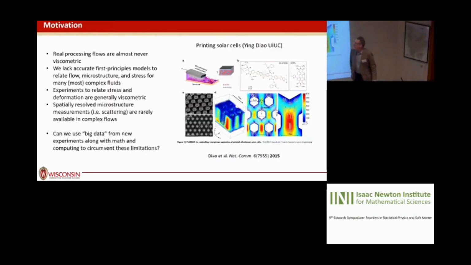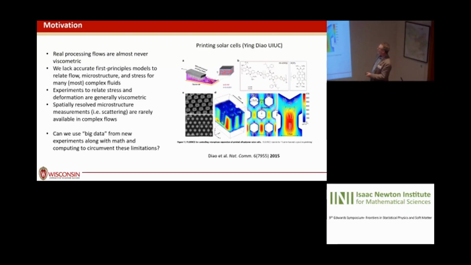So the motivation for this, coming back to Mike's comments about industrial problems: real industrial processing problems involving complex soft materials are never viscometric. There's some complicated flow profile involved in the process. While our experiments in general are viscometric, it's a simple shear flow or maybe a uniaxial elongational flow, but not the kind of things that you typically see in applications.